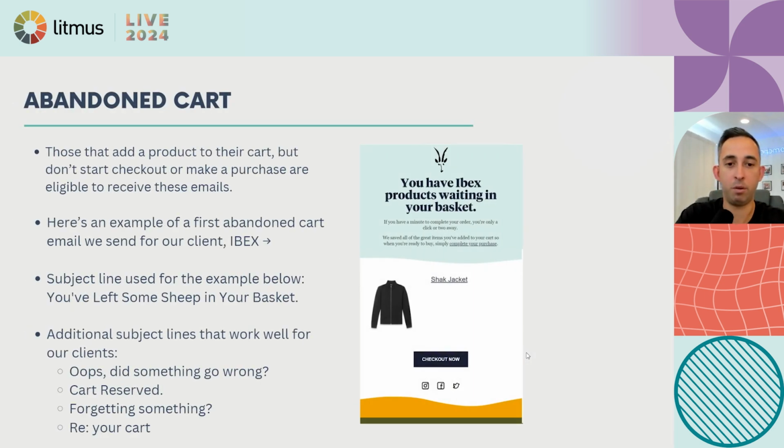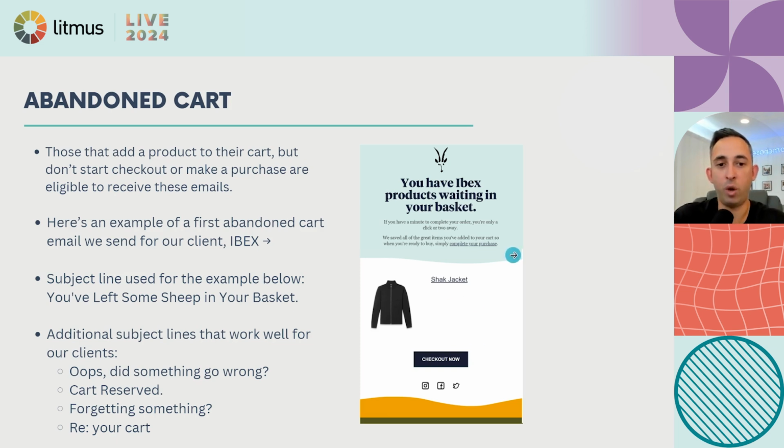This is one of the examples from one of the clients that we worked with in the past called Ibex. They make really nice merino wool products, and this is the first email for them. We basically had the subject line of "You left some sheep in your basket," right? They make this merino wool, as I mentioned, and other subject lines you could use are things like, "Oops, did something go wrong?" or "We reserved your cart, forgetting something?" that type of thing, right?